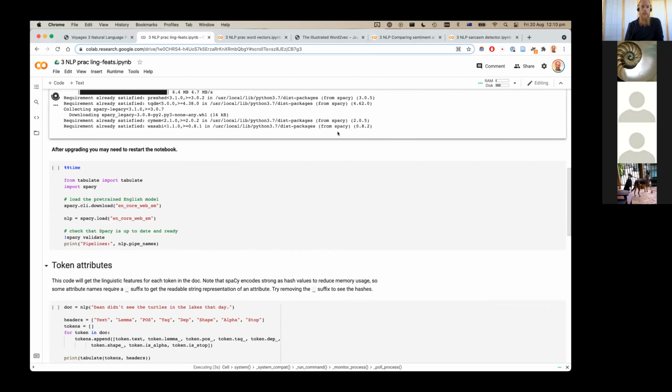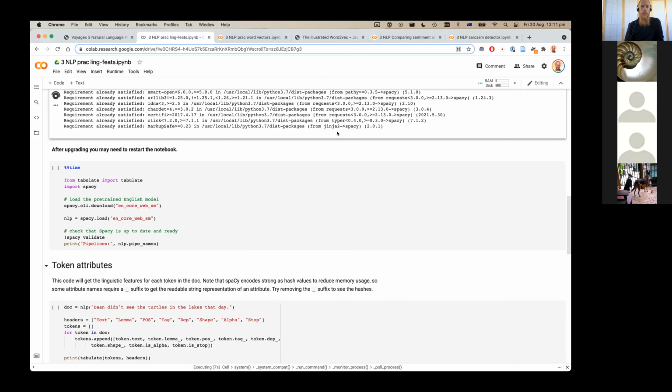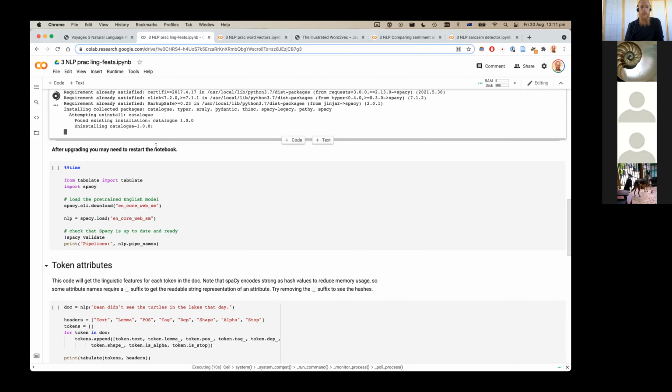For the work that we're doing today, we're working with text and we're not doing any massive neural networks. So it's fine to run on a CPU runtime. We don't need to change the runtime type to GPU.